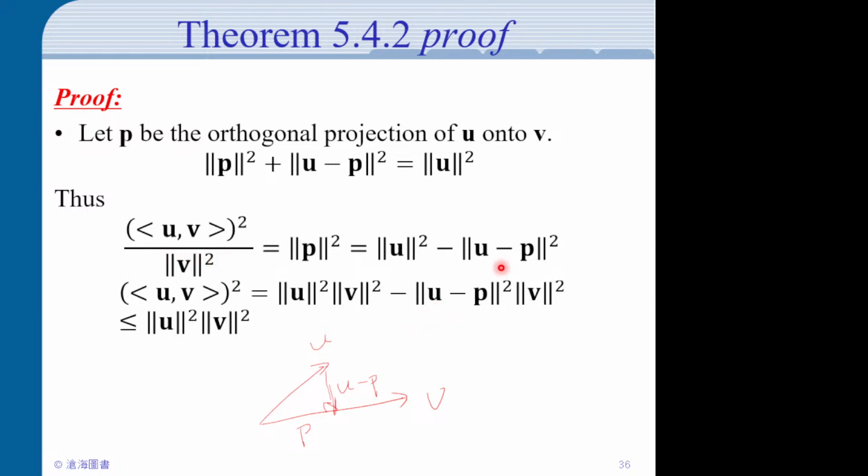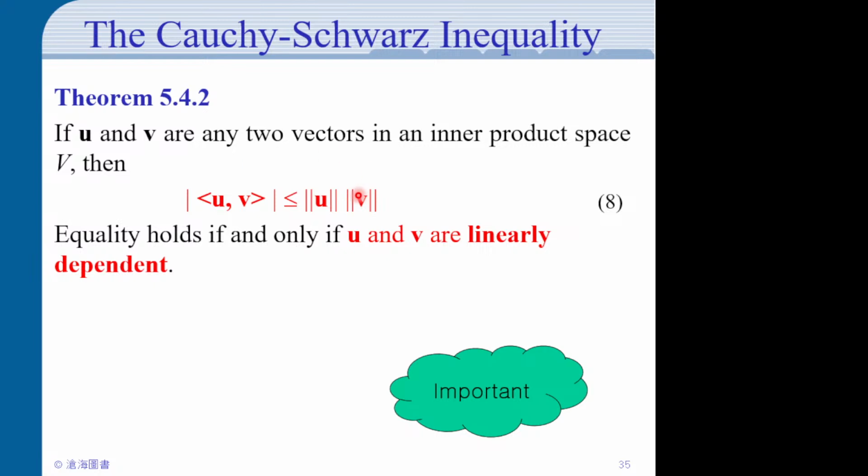So minus the U minus P norm squared times the V norm squared, but this term is greater than or equal to 0 because all the norms are greater than or equal to 0. So this is just less than or equal to U norm squared times V norm squared. And you see, this is basically what we want. Let's highlight this a little bit: this part is what we want. We have the UV inner product squared less than or equal to U norm squared times V norm squared, and you just take the square root of it, then you get this thing.